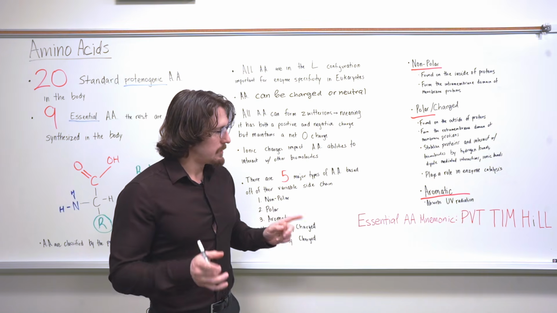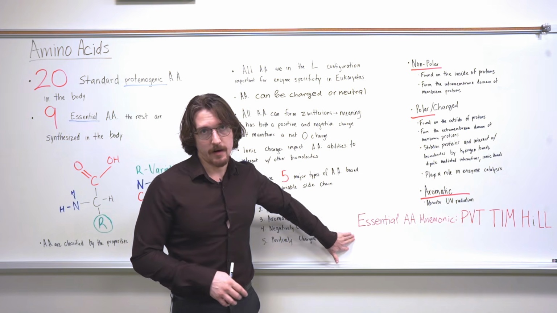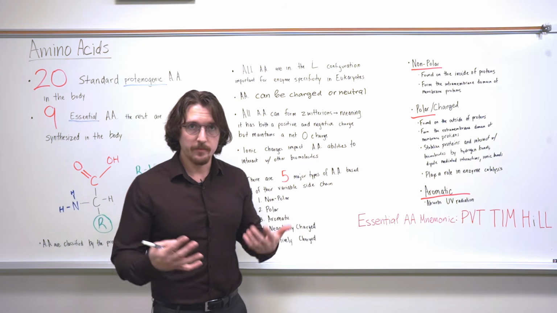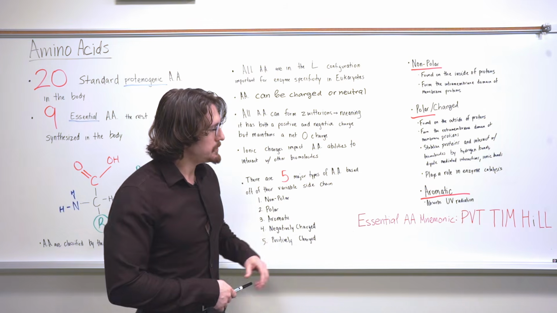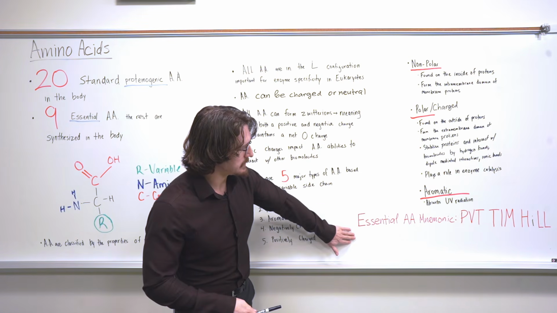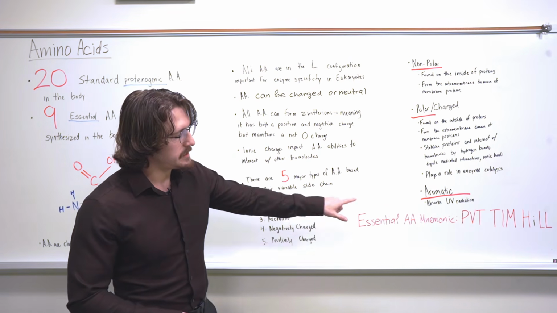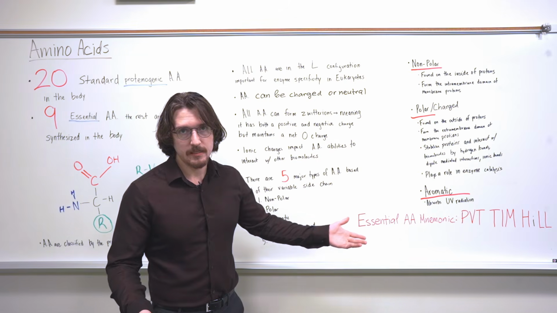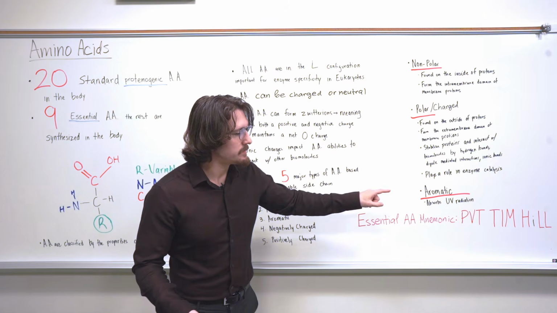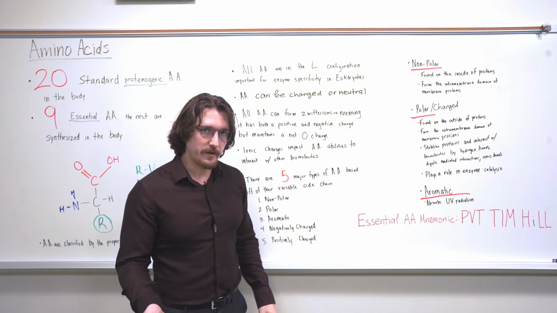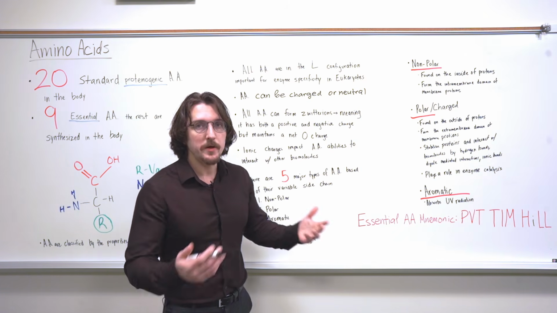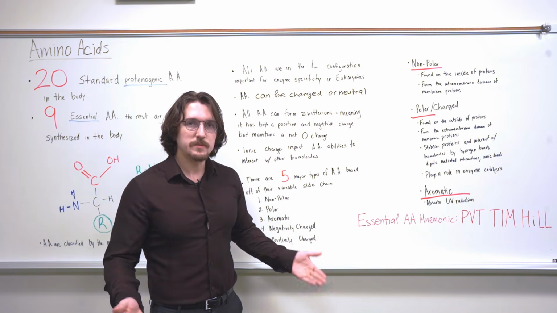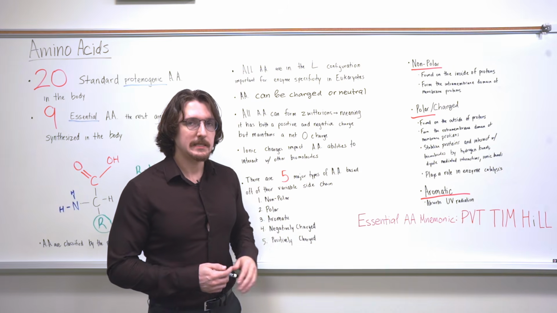Now, one last point is we mentioned essential amino acids, okay? And there's typically 9 essential amino acids that have to be obtained from the diet. And so a useful mnemonic to memorize this is PVT Tim Hill. So the P here is phenylalanine, okay? And V is valine, T is tryptophan, the second T is threonine, okay? The I is isoleucine, the M is methionine, the H is histidine.